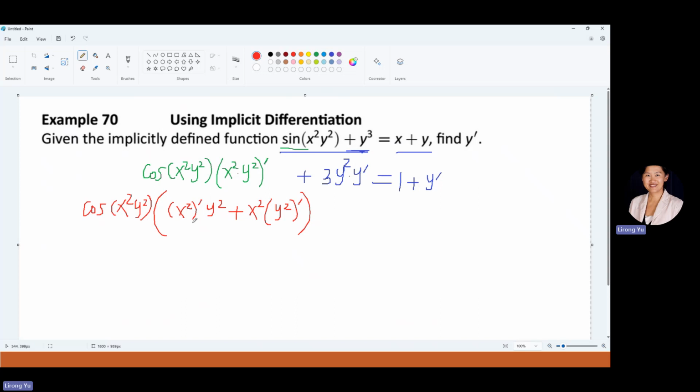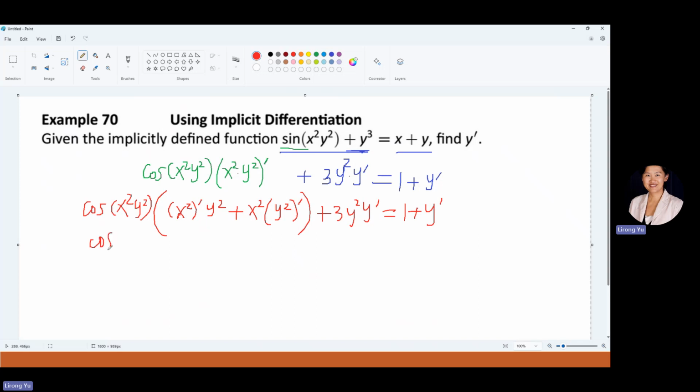And again, this is not the final step because I'm still putting a prime on the outside parentheses to indicate, hey, this part has to be differentiated further. This part needs to be worked on more. At least all the other parts are done, so plus 3y squared y prime, which is equal to 1 plus y prime. All right, let's finish this part.